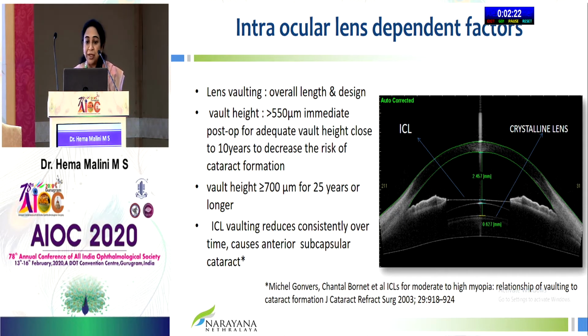What are the intraocular lens dependent factors? One would be the overall length and design, as we obviously know, and vault height also determines. So initially, if you have a vault of more than 550 microns, with time the vault is known to decrease. So in 10 years time, there would be decreased risk of cataract formation, because to begin with the vault was quite good.